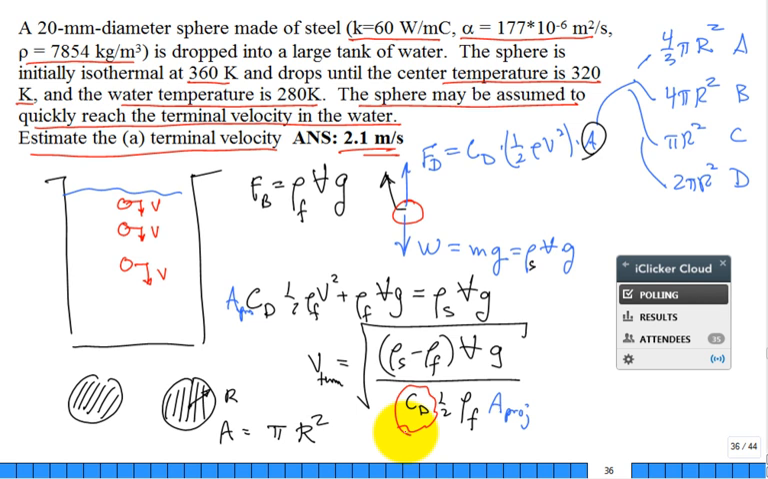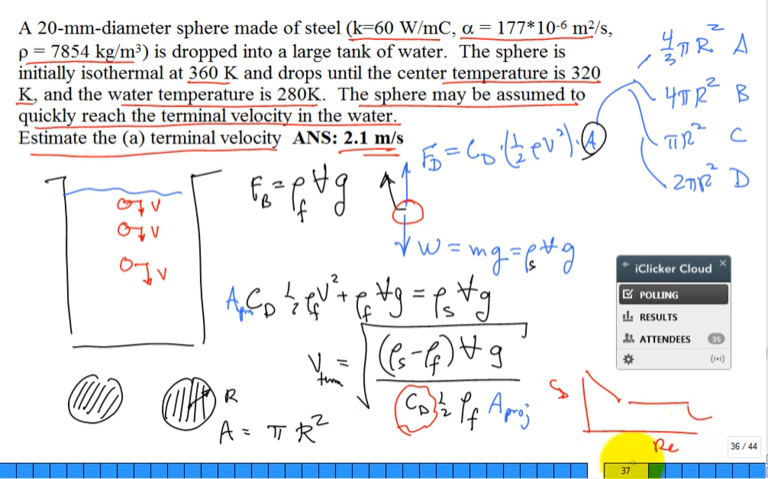What's hard in this equation? What is C sub D? And in your mind, you're saying C sub D is a function of Re. All right, just got to get Re. What's Re a function of? V. I'm trying to solve for V.